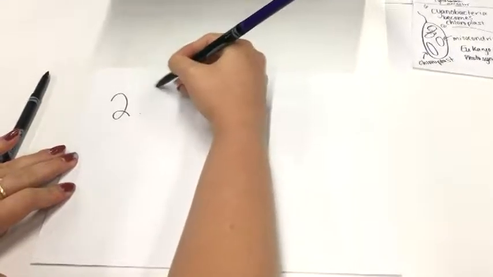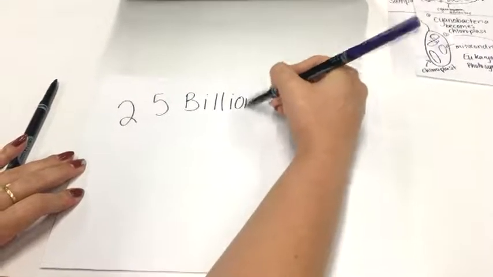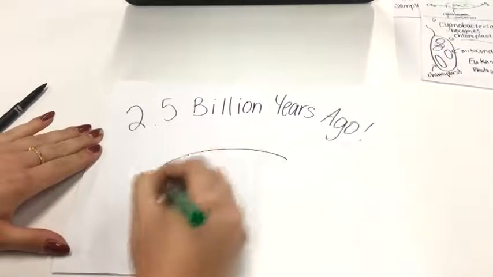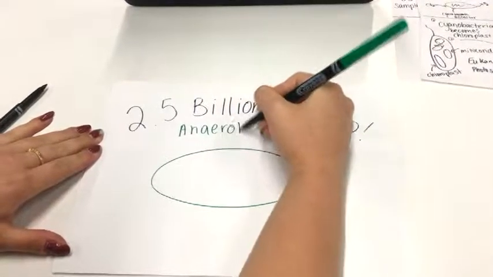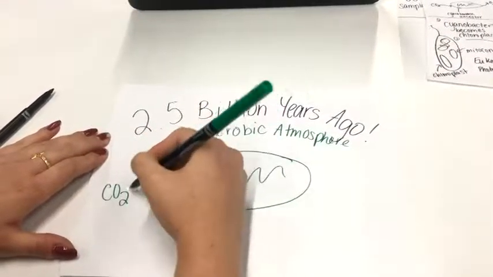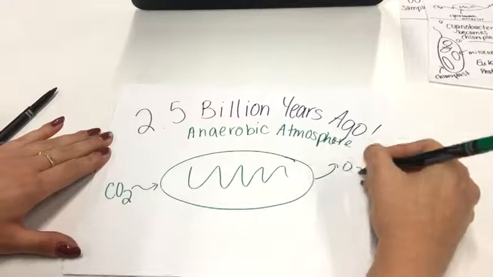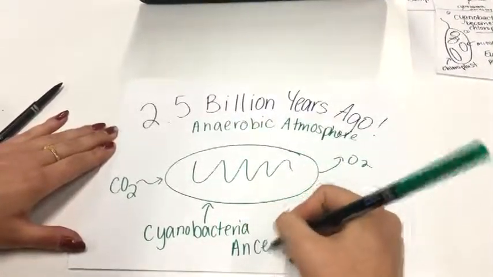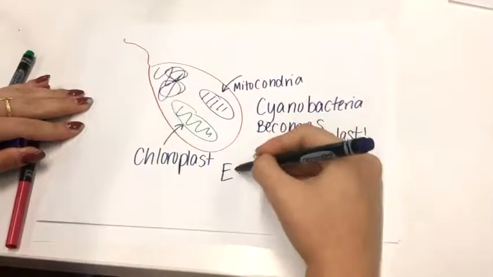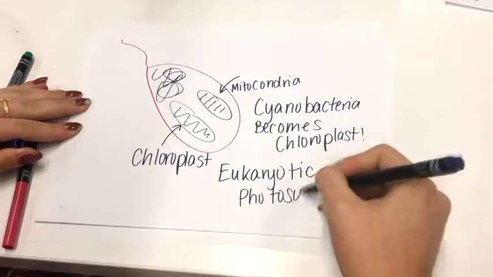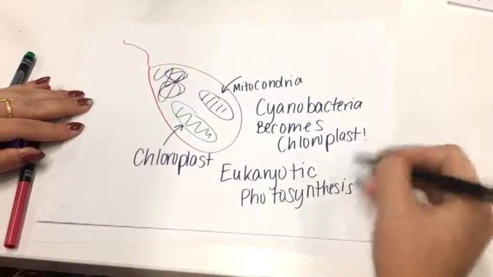About 2.5 billion years ago, the Earth's atmosphere was very different than Earth's atmosphere today. It was an anaerobic atmosphere, which means that it lacked oxygen, until an ancient ancestor of cyanobacteria started photosynthesizing. The ancestor of cyanobacteria was thought to be what helped create an aerobic atmosphere. The ancestor of cyanobacteria was engulfed by a eukaryotic cell and eventually became the chloroplast.